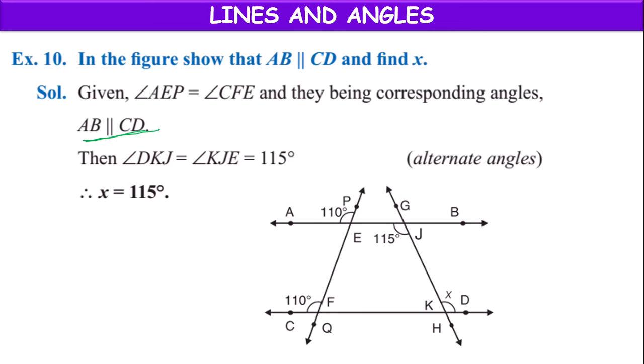If two lines are parallel, then with this as the transversal, opposite side angles are equal because they make an alternate angles pair. So X equals 115 degrees. X equals 115 degrees. Like that we can find the value.